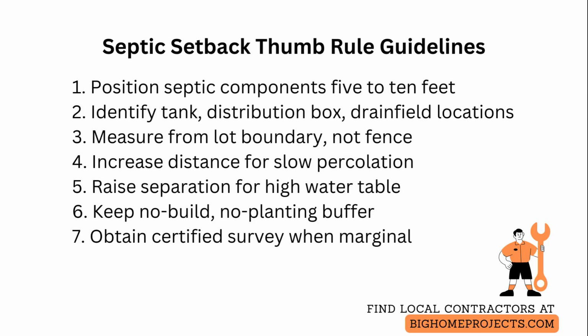When soil percolation rates are slow or there is a high seasonal water table, extend the drainfield farther from the line and consider increasing separation distances by an additional 5 to 10 feet to reduce hydraulic impact on adjoining parcels.